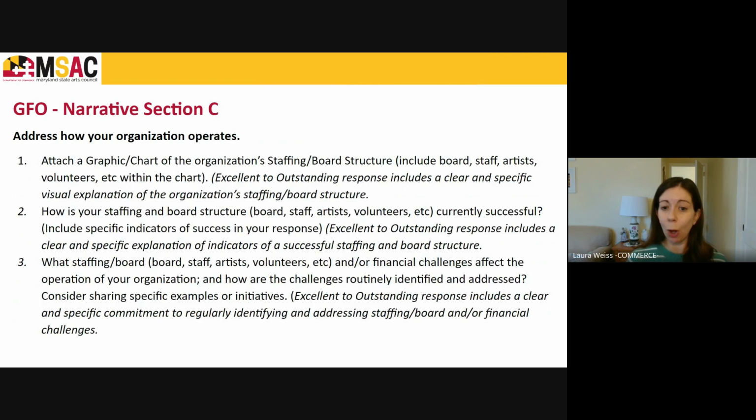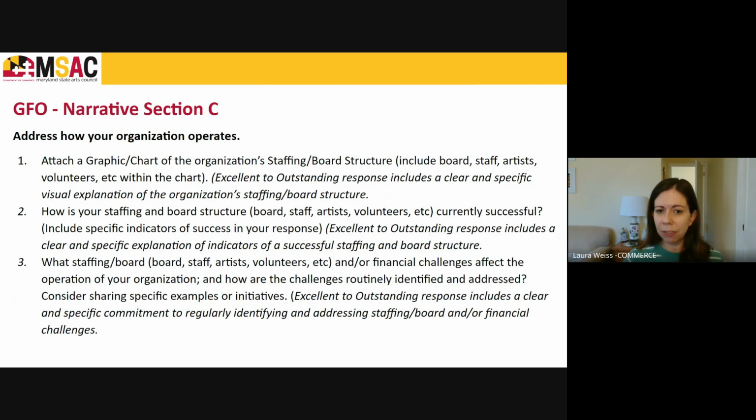Section C is a long one. There are several questions in Section C, and this is looking at how your organization operates. So the first is actually an attachment. We're looking for a graphic or a chart of the organization's staffing or board structure. And that can include, if you are an all-volunteer organization, your board and your committees. That's what we need by staffing, either paid or volunteer. So that can include board, staff, artists, volunteers, et cetera. We are really looking for a graphic here. I just want to point out that word, graphic or chart.